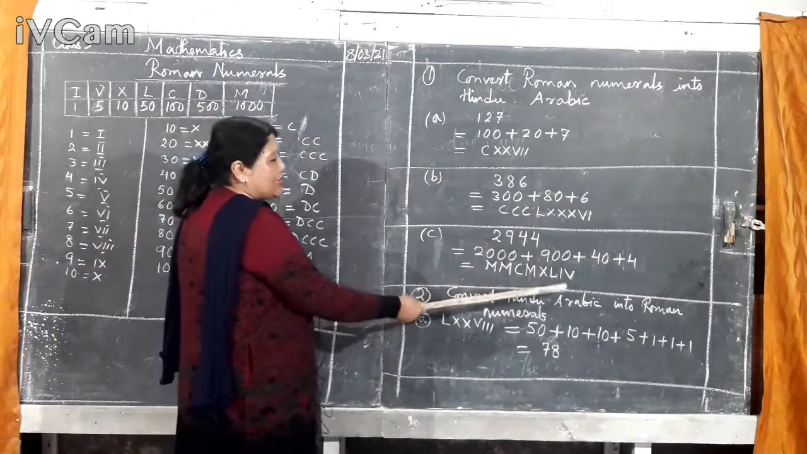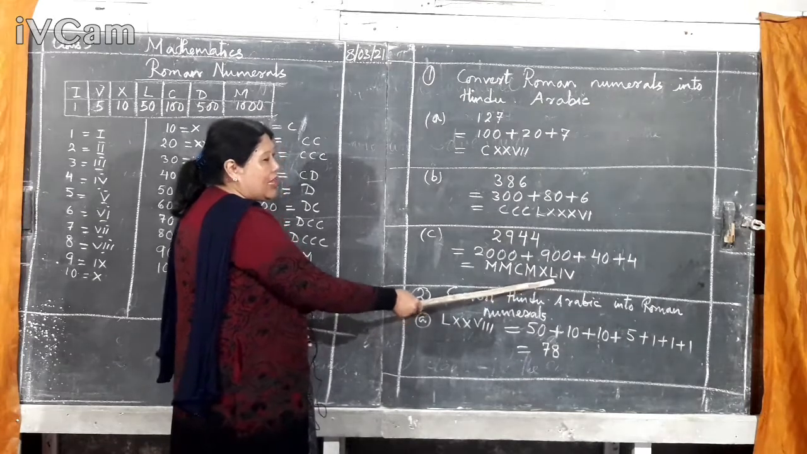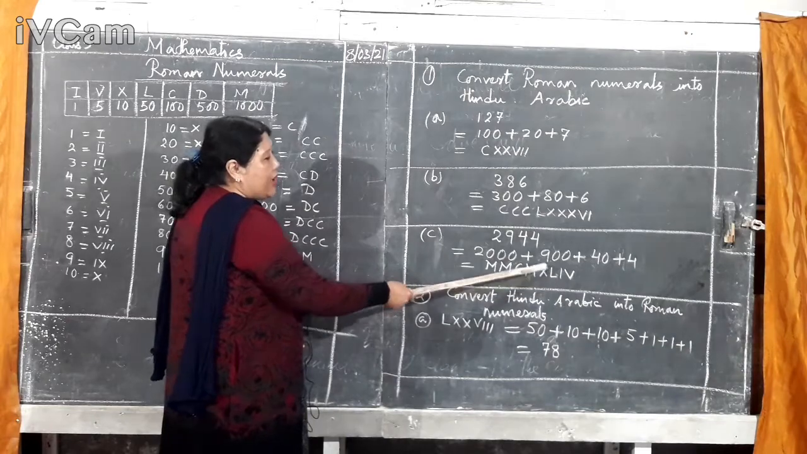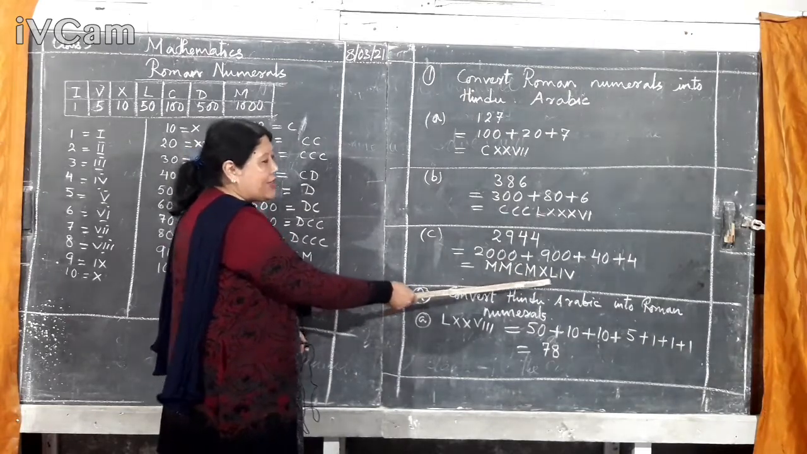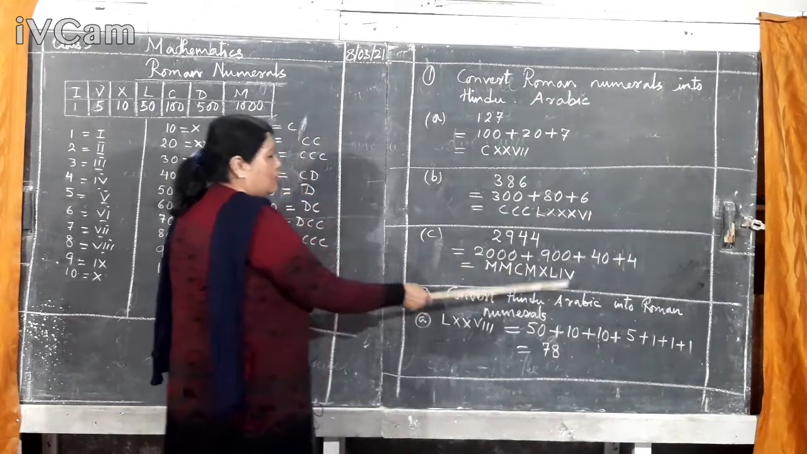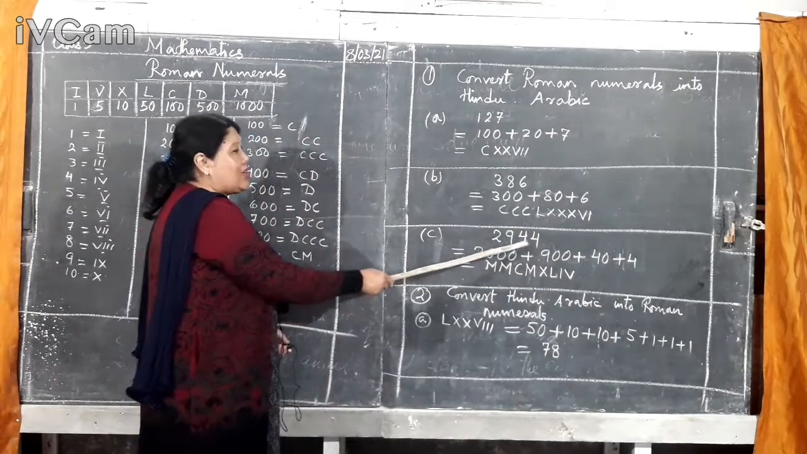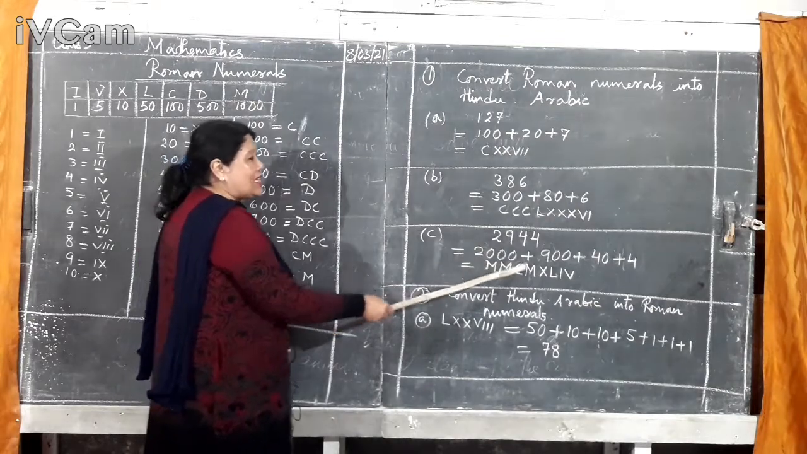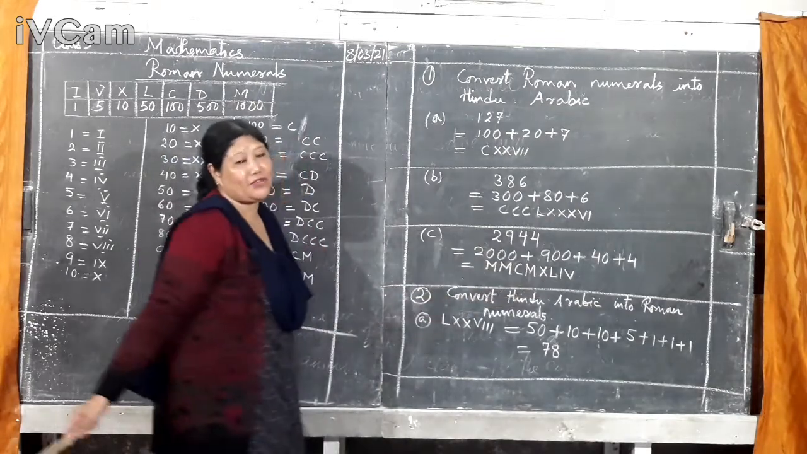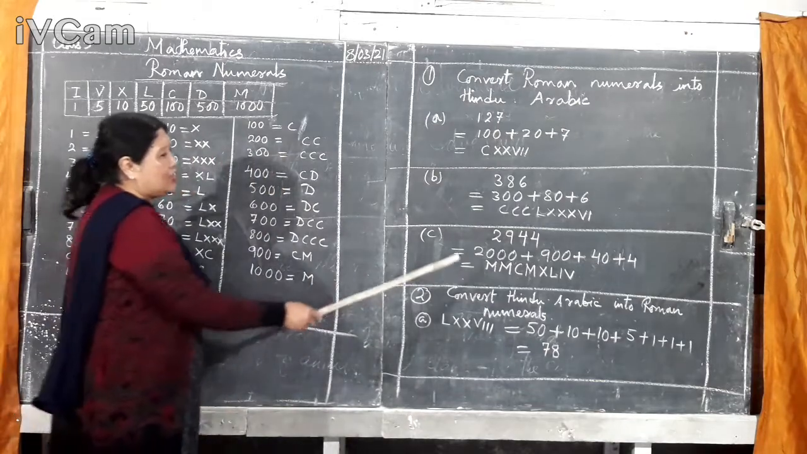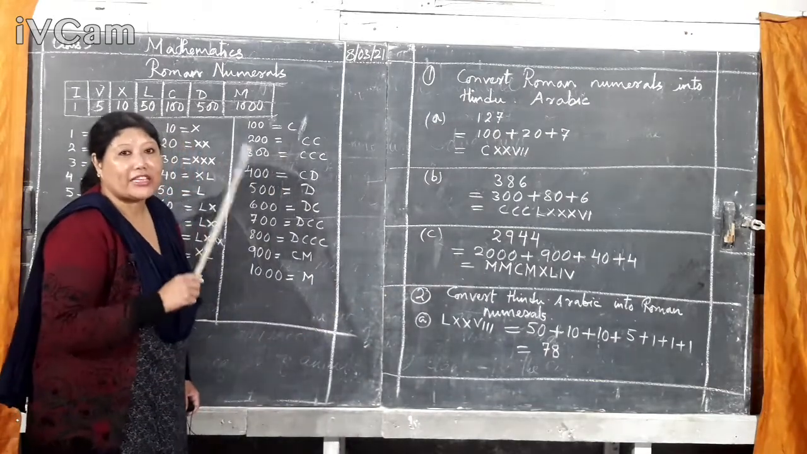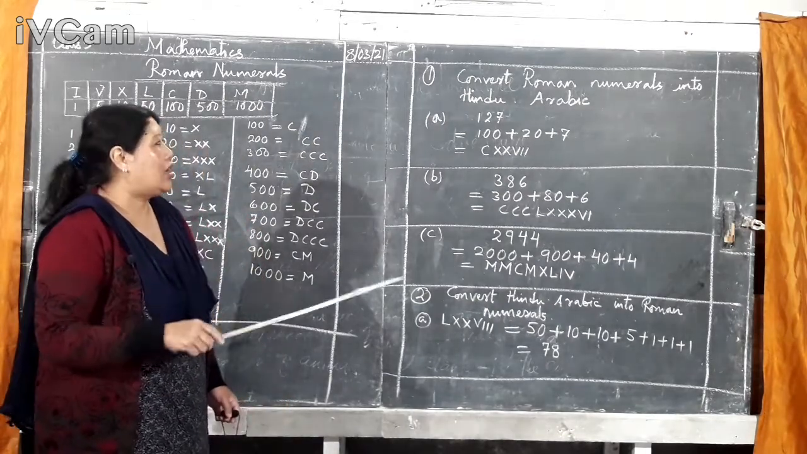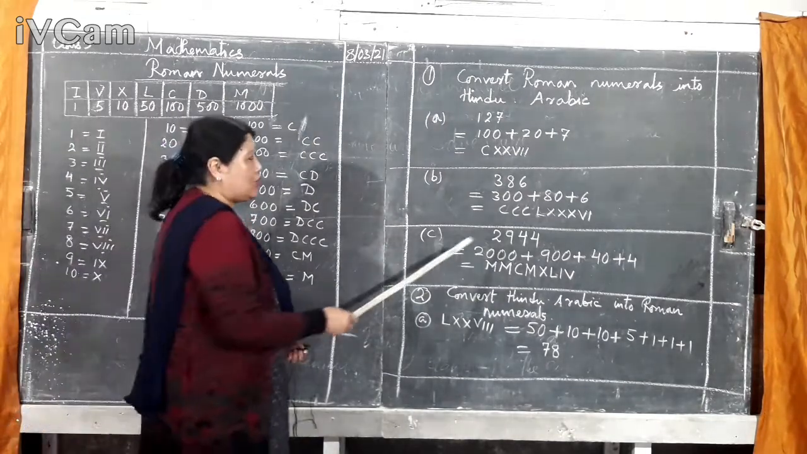Then comes XL, which means 40, same. L means 50. If you write 10 on the left-hand side, it is subtraction. So 50 minus 10 will be 40. So XL means 40. Then you know how to write 4. So 2944, how do you write in Roman numerals? MM, CM, XL, IV. Okay, like this. Please follow this method. Write the question in expanded form. Then convert it individually.